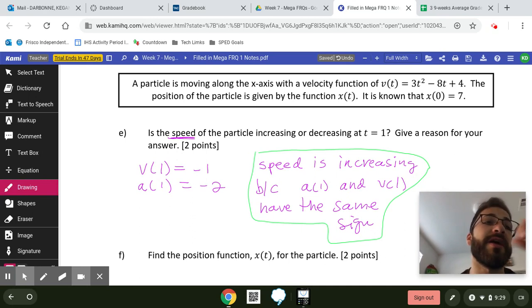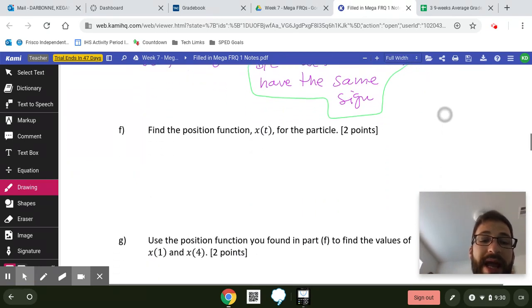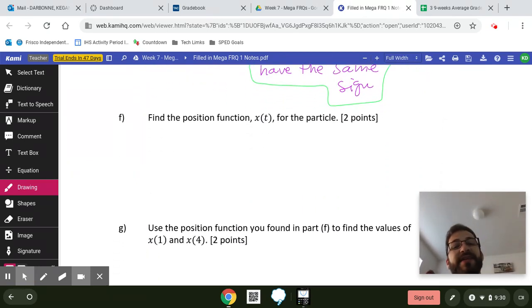We need to show that velocity and acceleration have the same sign. If velocity and acceleration don't have the same sign, they're going to be decreasing. If velocity and acceleration have the same sign, they're going to be increasing. Doesn't matter if it's both positive or both negative. That's just telling us the direction it's increasing in. But if it has the same sign, then it's going to be increasing. If they have different signs, it's going to be decreasing. Always and forever.